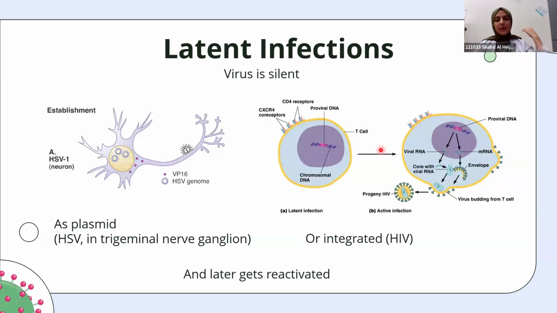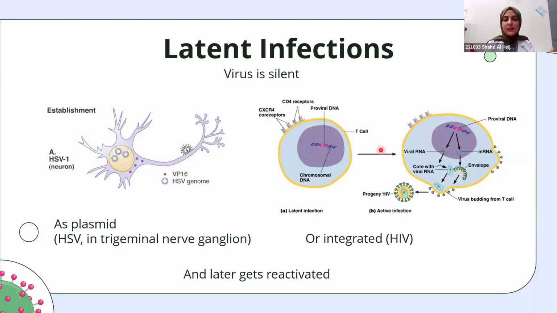Latent infections. Remember we said we have some viruses that can stay silent inside the cell. So if they stay silent, they are currently not causing infection. They are currently silent, but they can later on decide to start replicating and cause infection. How do they decide to start replicating? Basically, if there's any stressors, any cytokines, any inflammation that could trigger the virus to start replicating again.